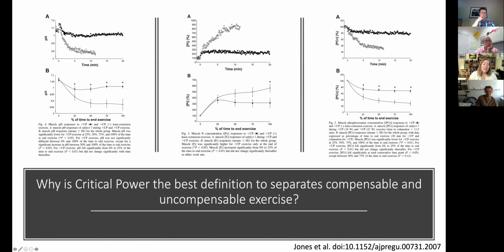In all three of these graphs, you can see that all of these metabolites reach a steady state. They kind of level off after a certain amount of time. And that shows that the exercise is compensable. The body is able to handle that amount of metabolite buildup. But when exercising above critical power, there isn't really a steady state. The metabolite buildup occurs until failure on all three of them.